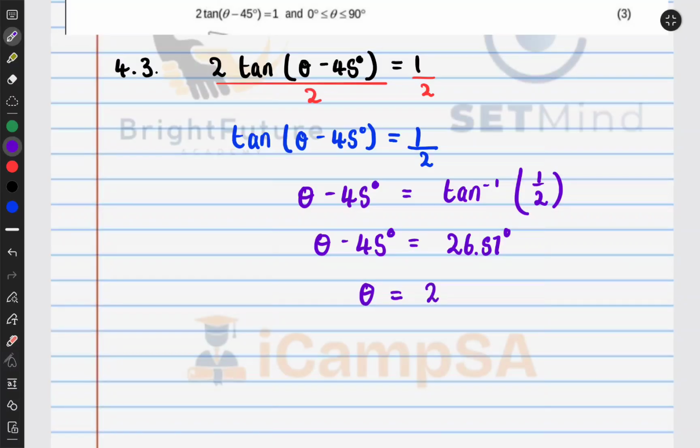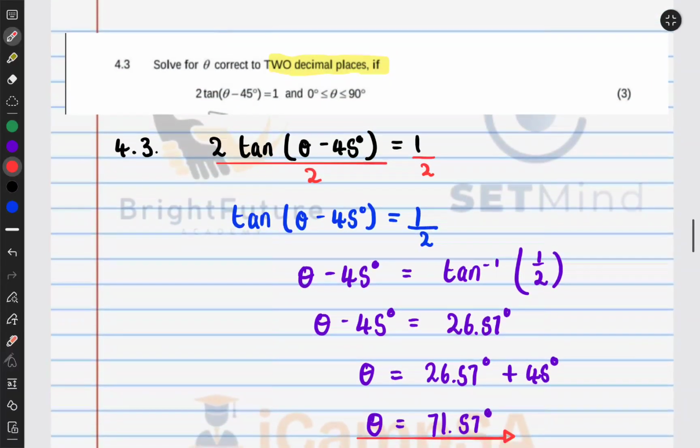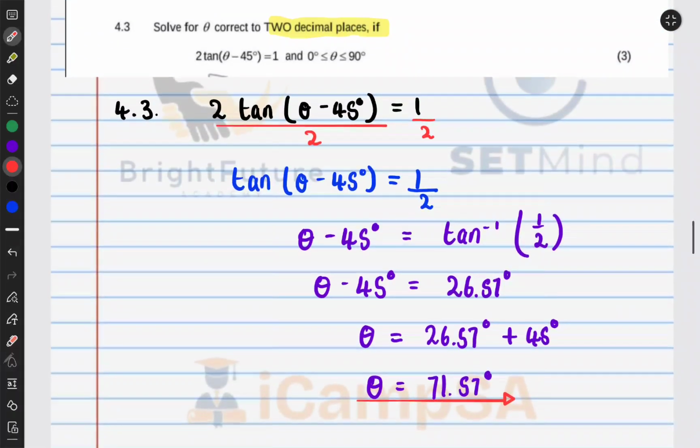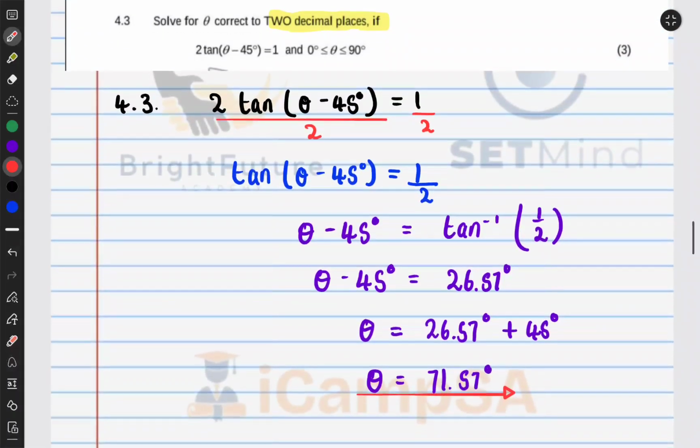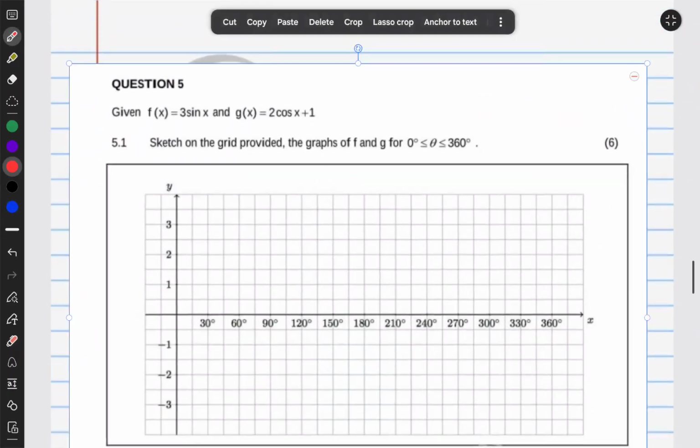We take the 45 to the other side. Theta is equal to 26.57 degrees plus 45 degrees. Therefore, theta is equal to 71.57 degrees, and that is your answer in 2 decimal places. That was our 4.3. Hopefully that made sense. Let's go ahead and do question 5.